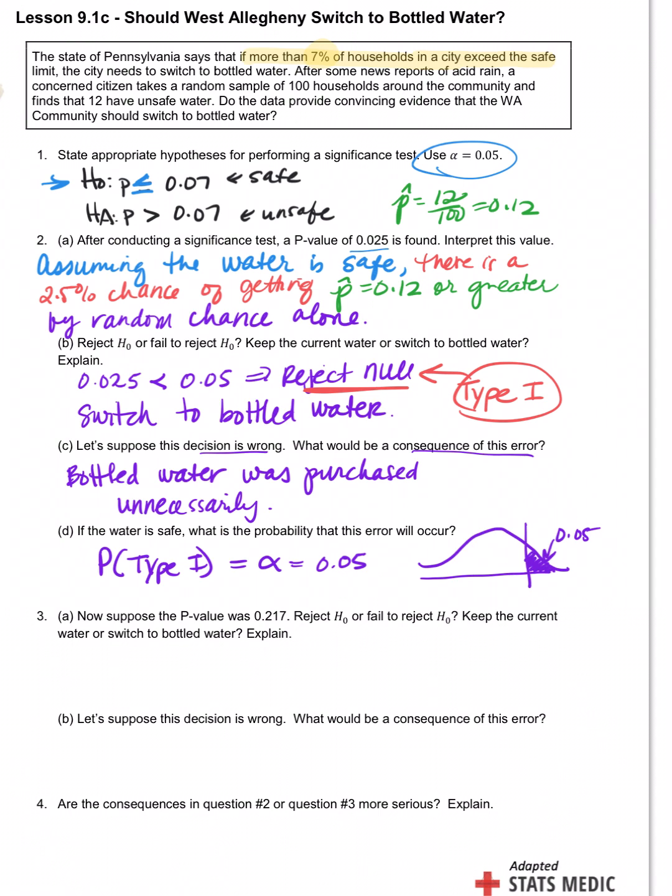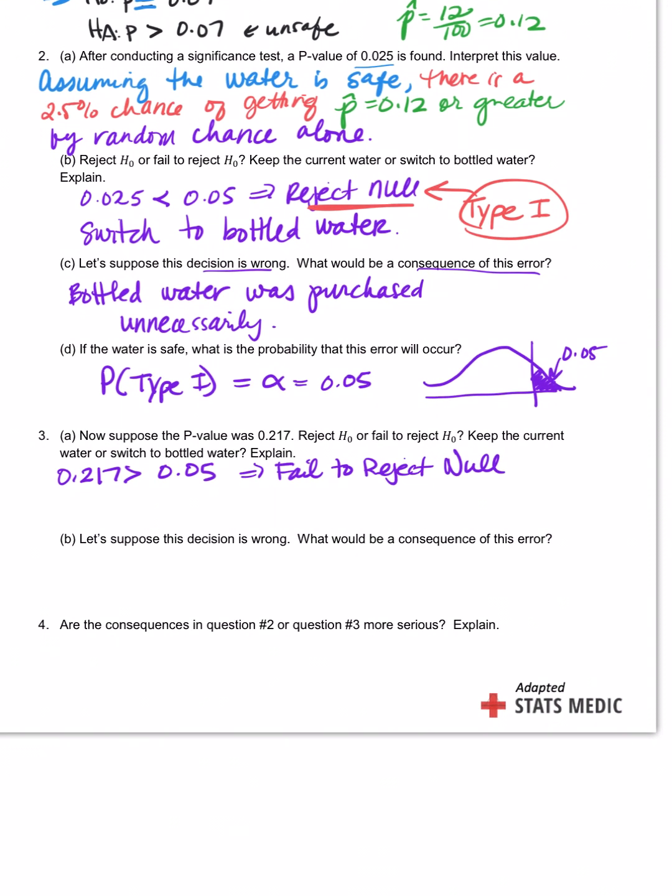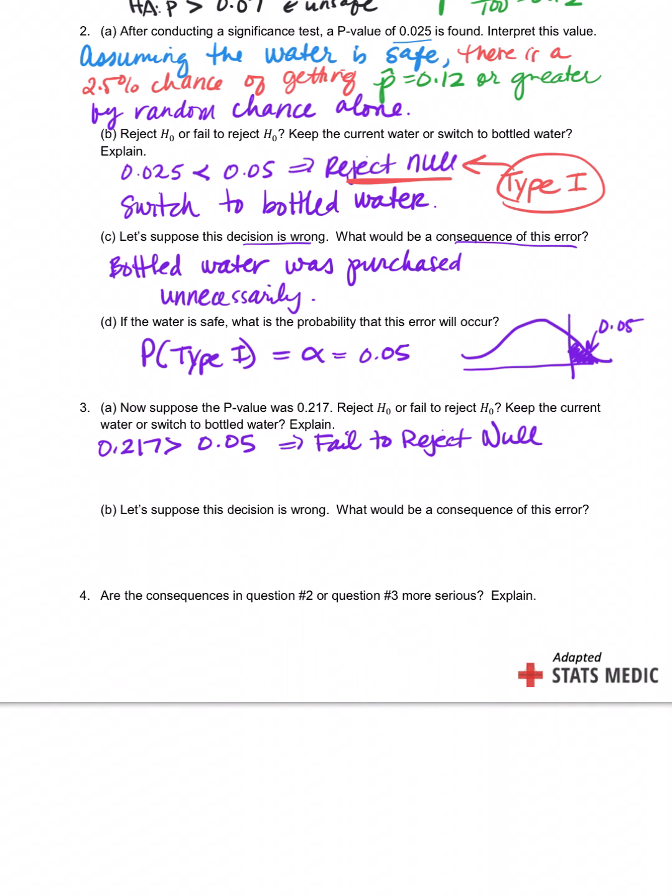Now, let's switch gears. Let's pretend that the p-value was 0.217. How does that compare to 0.05? It is greater, isn't it? And what did we say we do if it's greater? We fail to reject the null. All right, now practically speaking, we failed to reject the null. So we're saying the water is safe. What happens next? Do they keep the current water or they go buy bottled water? Okay, they're going to keep the current water.